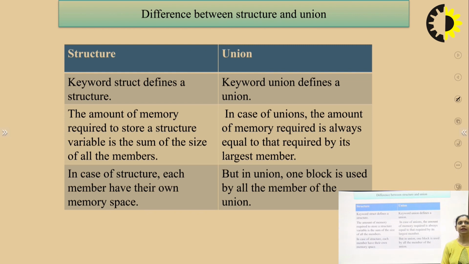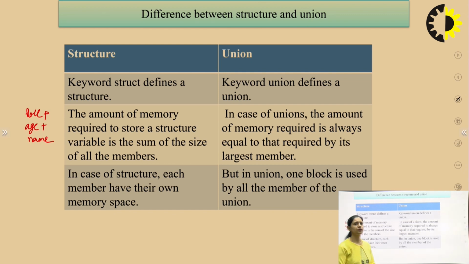So coming to the difference between structures and union. In structures, the keyword struct is used to define the structure, while in union, the union keyword is used to define the union. Now in structures, the amount of memory required to store a structure variable is the sum of the sizes of all the members. That means it takes different memory for different members: a separate memory for roll number, a separate memory for age, and a separate memory for name.